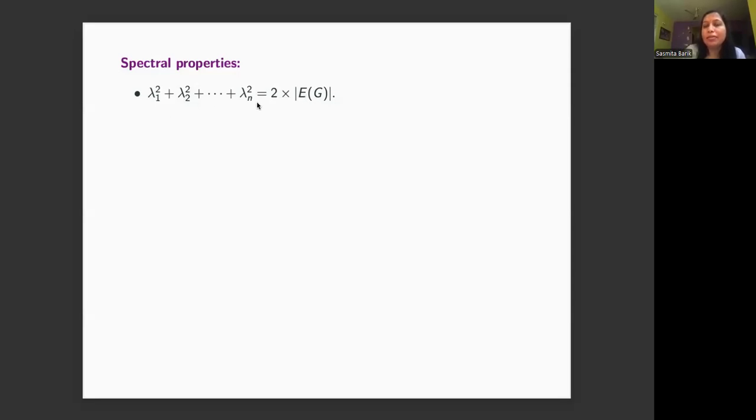And if I take lambda 1 cubed to lambda n cubed and add them, that gives 6 times the number of triangles in the graph. So looking at the eigenvalues, if I know the spectrum, I can say these things about the graph structure: how many 3-cycles there are, and how many edges there are.